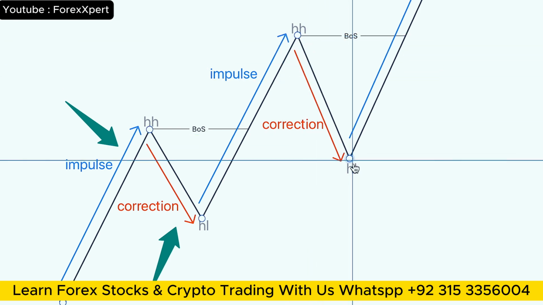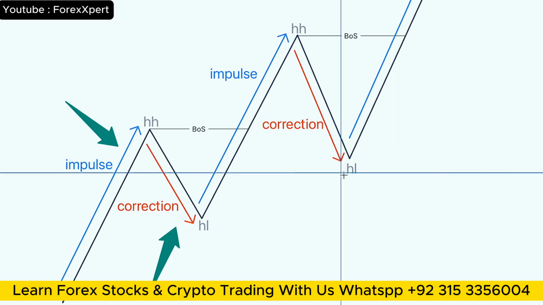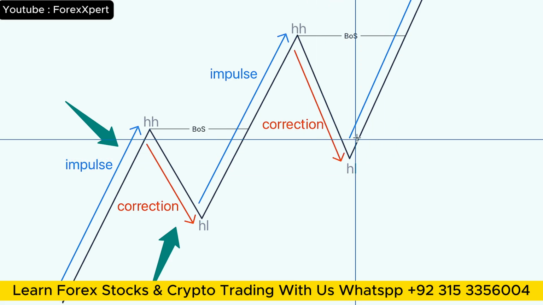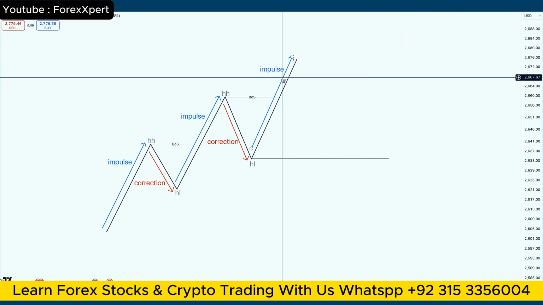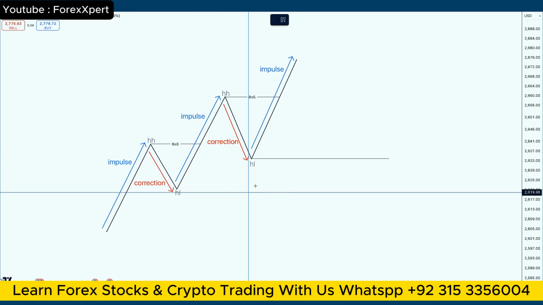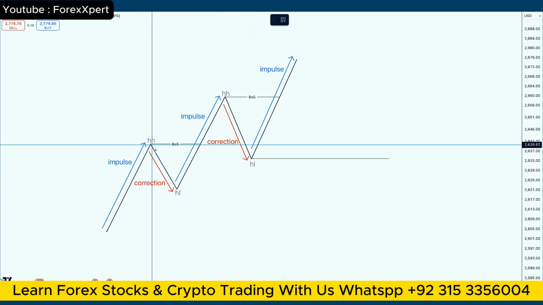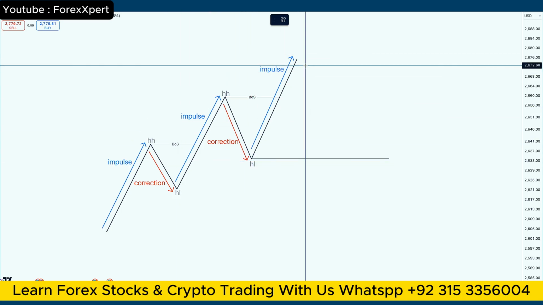Corrective moves are just pullbacks that don't really break any significant structure, but they allow the formation of new higher lows to keep us understanding which way the market is going. Now, eventually, trends come to an end. We can define when they're coming to an end by looking at the higher lows. So here we have this impulsive bullish trend. We have an uptrend. In this market, we only want to buy.